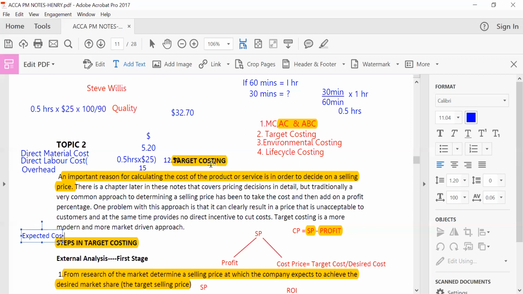So the expected cost is going to be the direct material cost, which we have to be 5.20, plus the direct labor cost after flexing, we have $13.88, plus the last bit also in dollars, we have it to be 15. So at the end of the day, what answer are we getting? So we get 33.88 plus 5.2. So a moment.